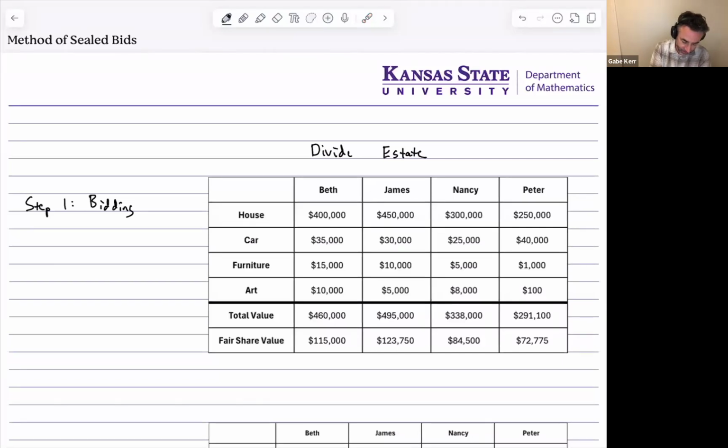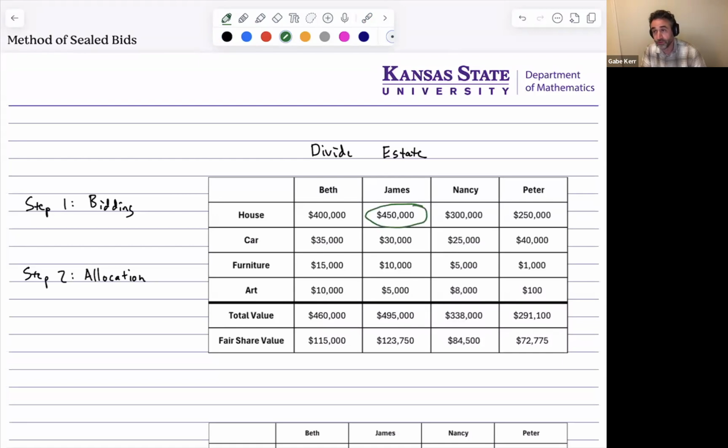What about step 2? Step 2 is allocation. And how do we allocate these assets? Well, we give the asset to the highest bidder. Just like in an auction, you look at the house and you try to find what's the highest bid. The highest bid is James. James bids $450,000 for the house. James has the highest bid. He gets the house.